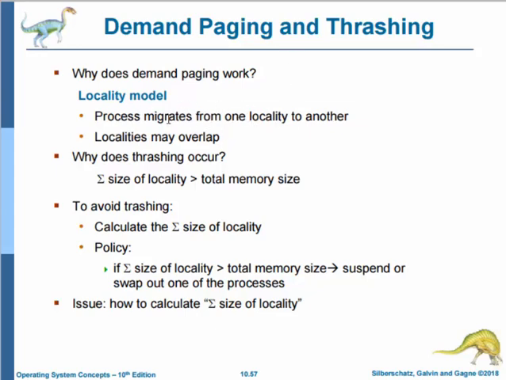One strategy starts by looking at how many frames a process is actually using, and this approach is defined as the locality model of process execution. The locality model states that a process executes by moving from locality to locality. It migrates from one locality to another. A locality is a set of pages that are actively used together. That's why a running program, for example, can be composed of several different localities, and they can overlap.